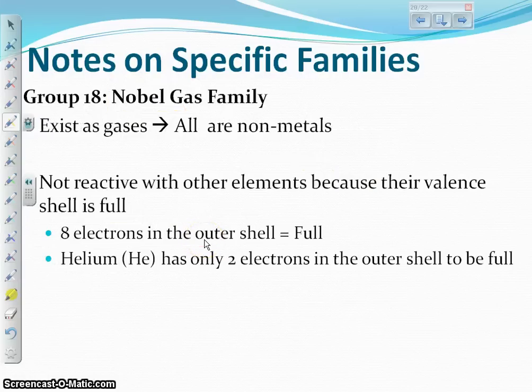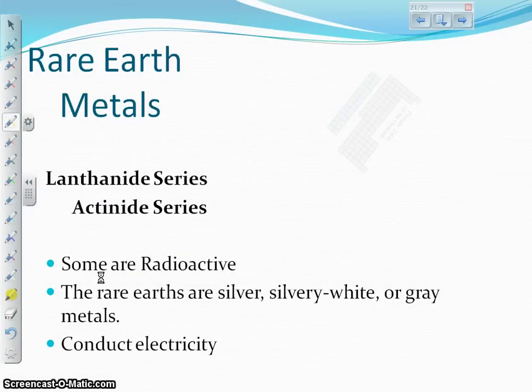And then the last one is your noble gas family, and these all exist as gases, and they do not react because they all have a full outer shell, and that's including 8 valence electrons, with the exception of helium that has only 2 valence electrons, but it's only got that one shell. And our rare earth metals are the lanthanides and the actinides, and we're not going to deal with them in this class.